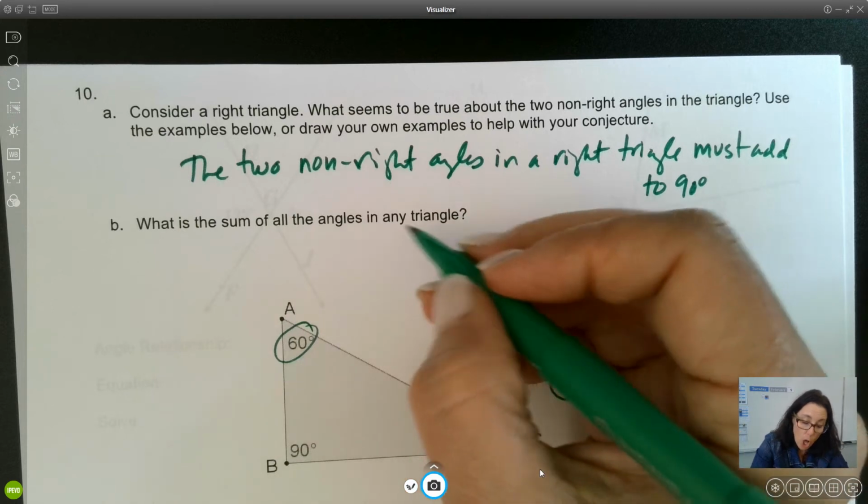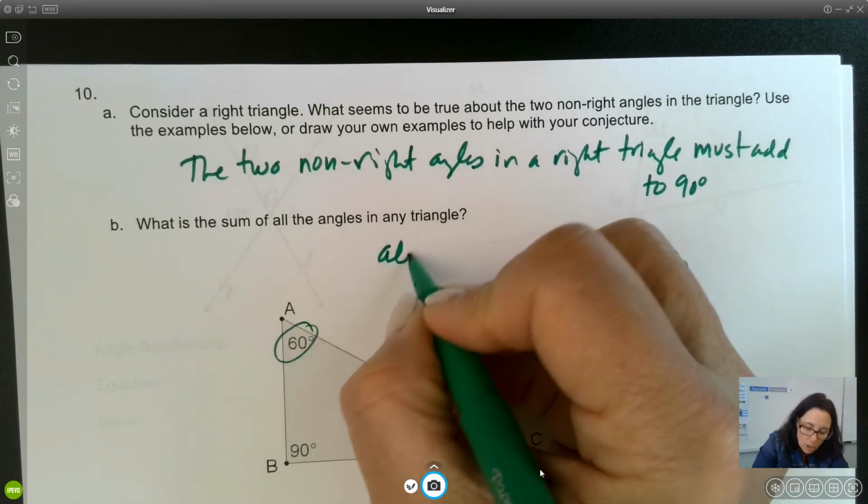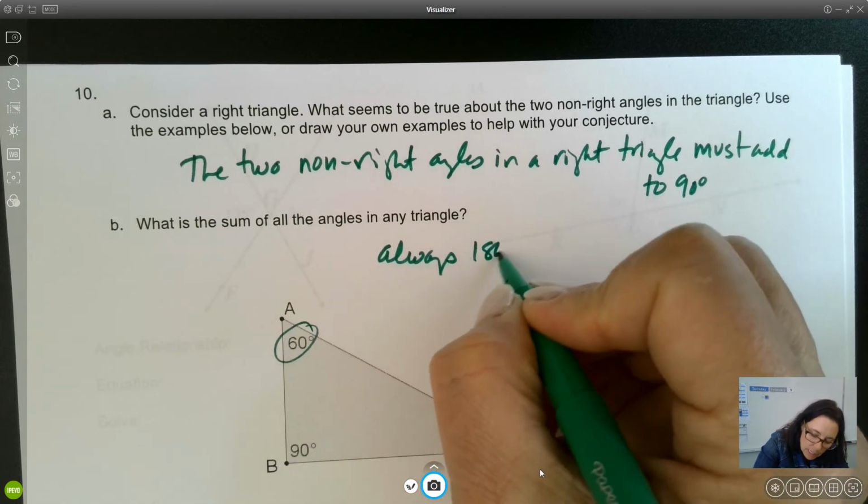Okay, what is the sum of all the angles in any triangle? Always 180 degrees.